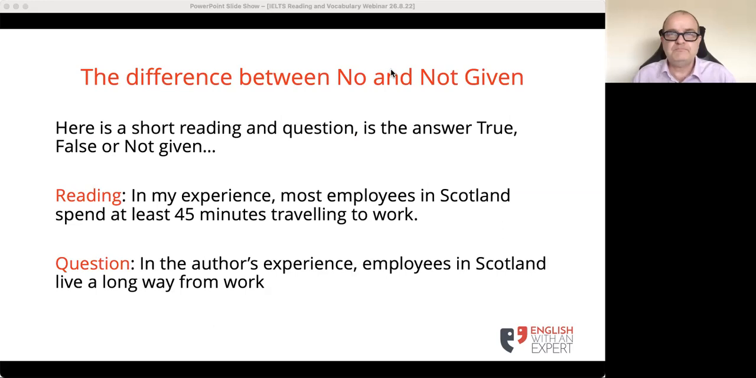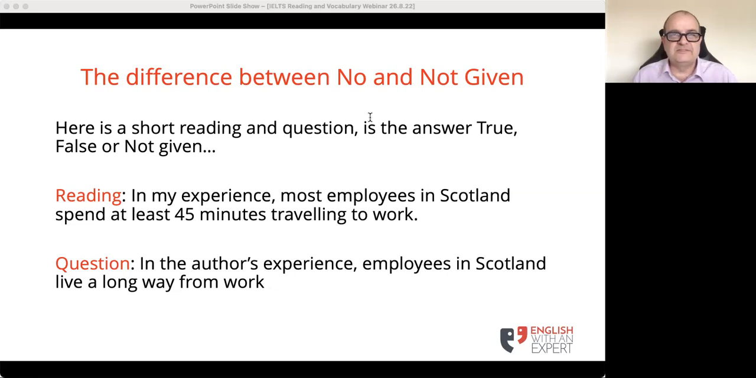Okay, now we've talked about that. Let's talk about the difference between no and not given, because this is a fact that the most wrong answers given by test candidates is between false and not given, or no and not given, basically. So let's have a look at this short explanation.